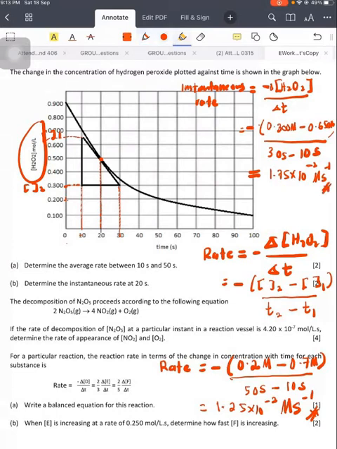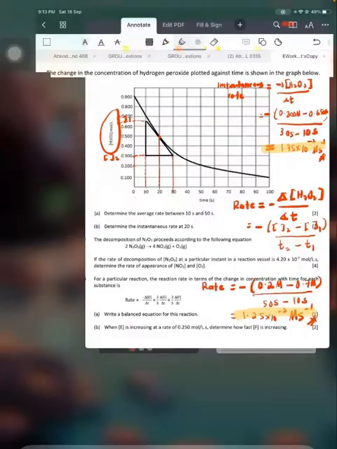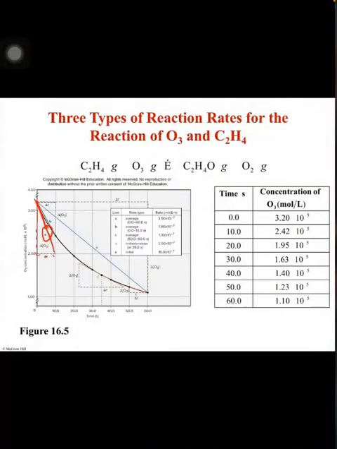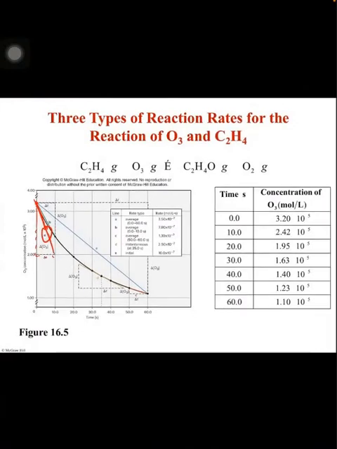Okay, so how about yang lain? Okay ke? Example on how to find average rate and also instantaneous rate. Okay, madam. Okay? Alright, so no questions. Okay? Alright, so now let's move to the next one. Okay, so let's move to the next slide.